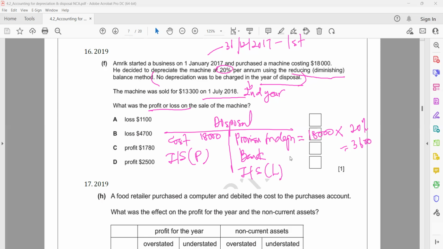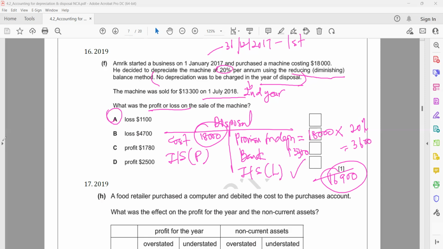Bank amount 13,300. So the total in here we have 13,300 plus 3,600. So we get 16,900. So compare these two, so we will get the loss. Take this one minus this one, we get the loss.